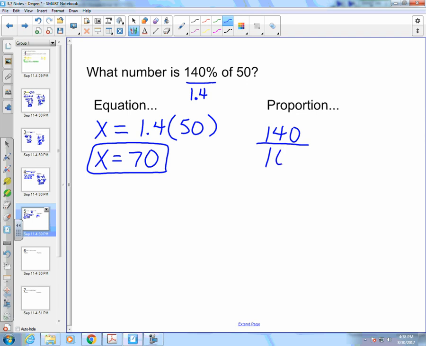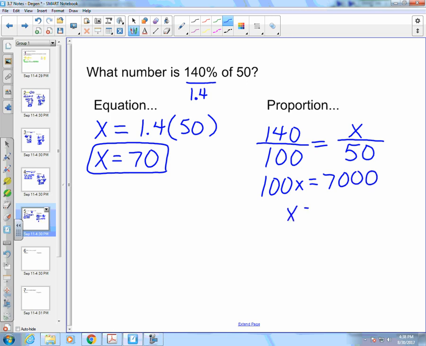140% is 140 over 100. Again, the of number goes in the denominator. Trying to find is. So I have 100x is equal to 140 times 50, which is 7,000. And we can move that decimal point 2 places and have x is equal to 70. Some nice easy math there. Don't hardly need a calculator.